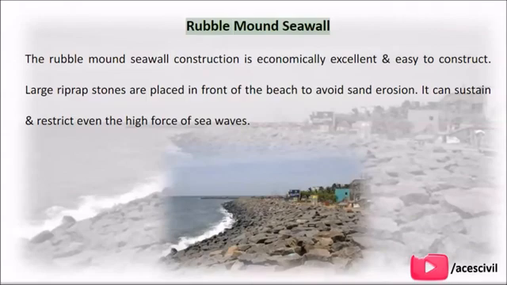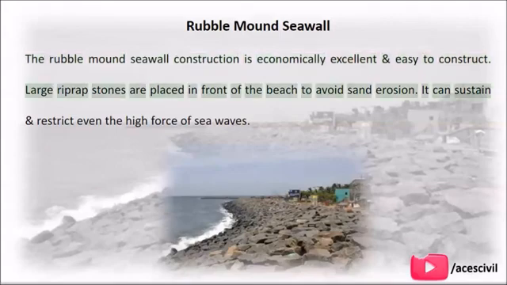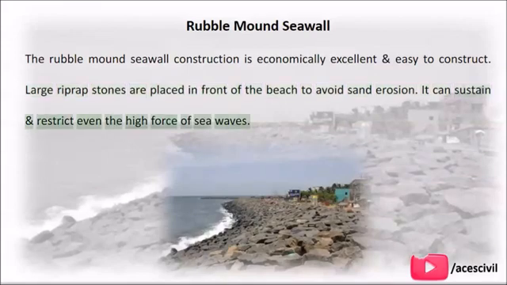Rubble mound seawall. The rubble mound seawall construction is economically excellent and easy to construct. Large riprap stones are placed in front of the beach to avoid sand erosion. It can sustain and restrict even the high force of sea waves.